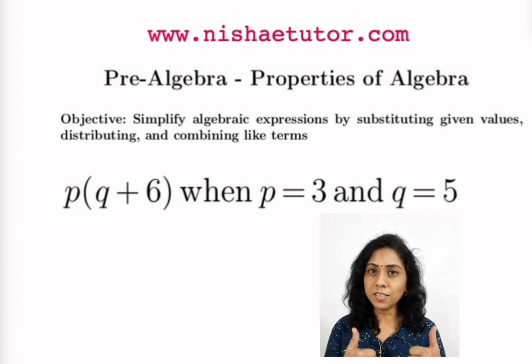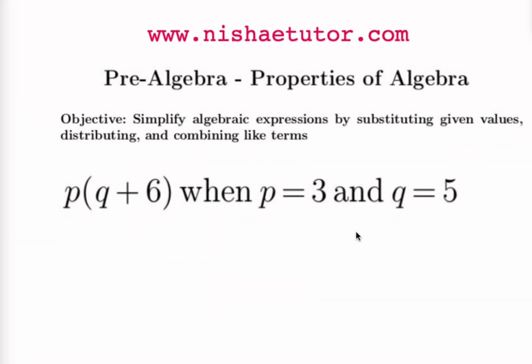So let's start. In algebra, we will often need to simplify an expression to make it easier to use. There are three basic forms of simplifying which we will review here. First one, simplifying algebraic expressions by substituting given values, then distributing, and then combining like terms. So we are doing this.